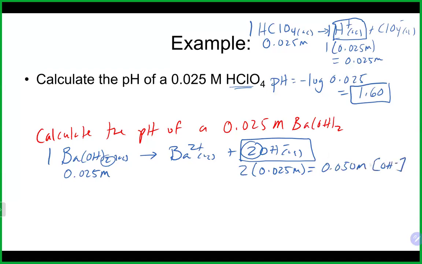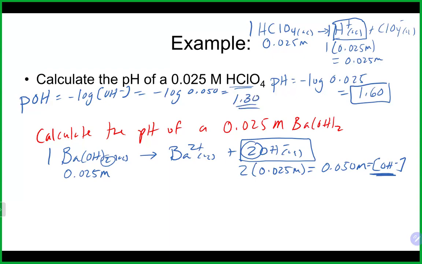It's our hydroxide concentration. Now that you have the hydroxide concentration, remember that you cannot get the pH directly from that. You could get the pOH, right? Because that's the OH minus. So we could first calculate the pOH, which is negative log of the OH minus. And we could do that because that is what we have. Negative log of 0.05. And that's going to give us here a 1.30.